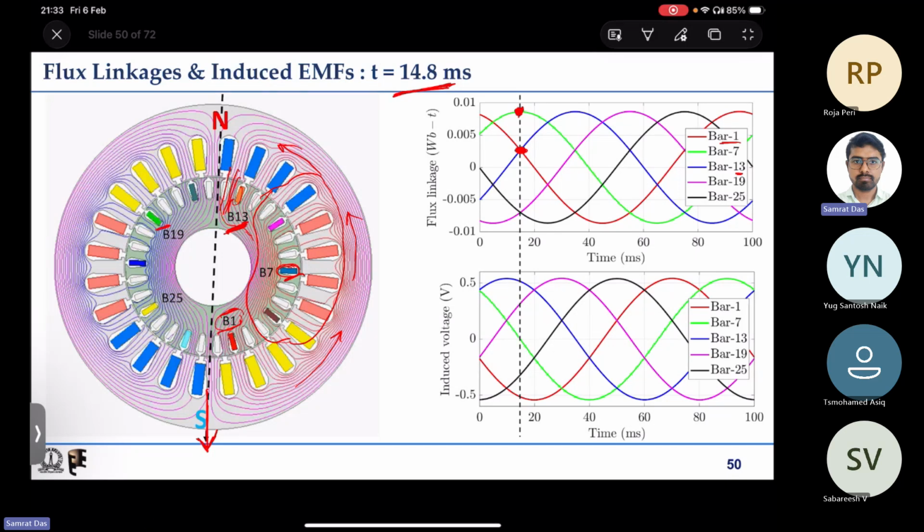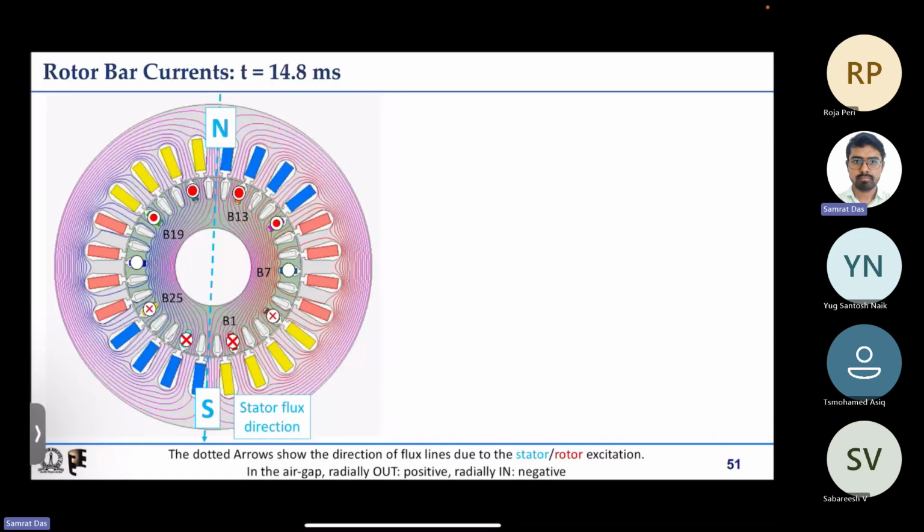And they are also from symmetry. You can see whatever is the flux linkage of B19, that same has to be the flux linkage of B25, because if I draw a line perpendicular to the magnetic field axis, B19, if it is at some theta, B25 is at the same theta. So they are symmetric with respect to each other. That is why they are having the same flux linkage at that instant. So if we know flux linkages, same story, we can get the induced EMF also.